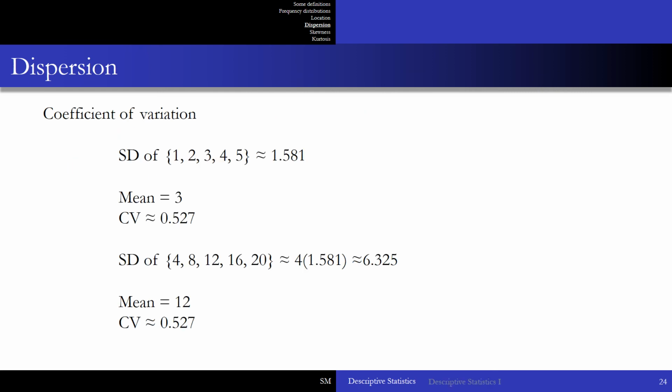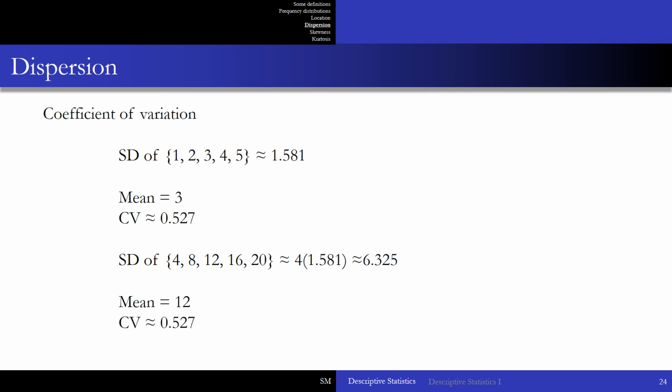Here's a little numerical example to show you that this really works. Here's a set of observations, 1, 2, 3, 4, 5. The standard deviation of these is 1.581. The mean is equal to 3. The coefficient of variation is roughly equal to 0.527. Let's multiply these observations by 4. That gives us the set below, 4, 8, 12, 16, 20.